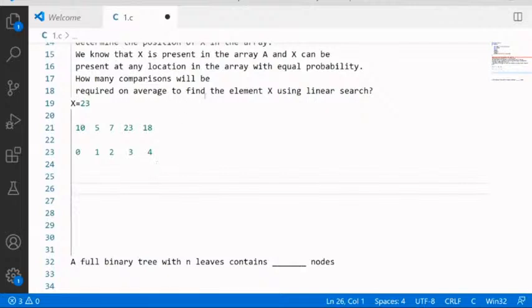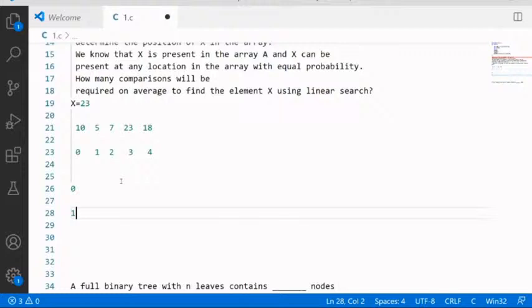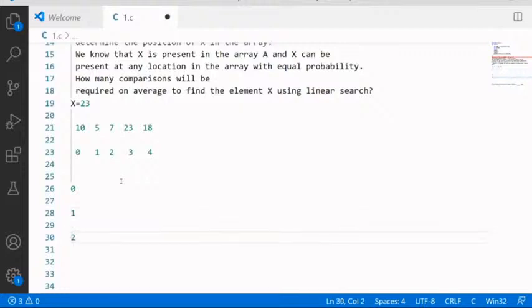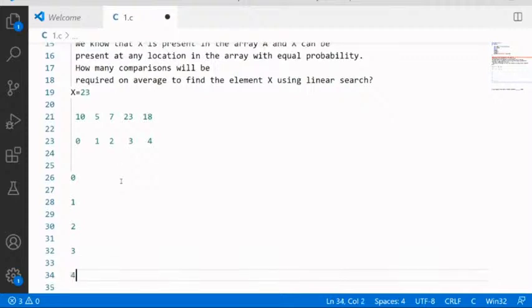That is what the question is, right? It can be present at any location. So we have 5 different possibilities. It can be found at 5 different locations. First possibility, the 0th location. Second possibility, the 1st location. Third possibility, the second index. Fourth possibility, the third index. Fifth possibility, the fourth index.